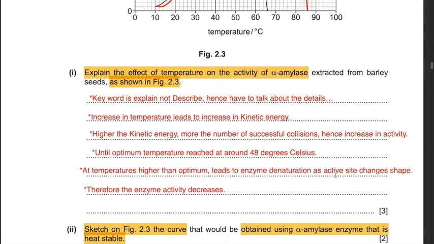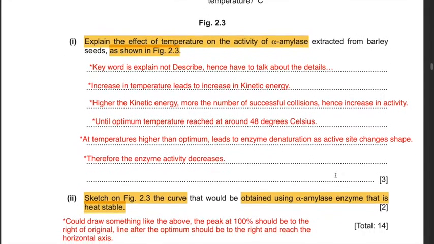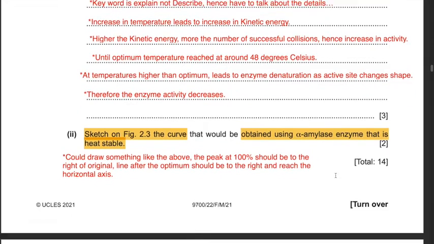If you look at the answers I have given over here, you could talk about increase in temperature leads to increase in kinetic energy. Higher the kinetic energy, more the number of successful collisions, hence increase in activity, until optimum temperature is reached at around 48 degrees Celsius. At temperatures higher than optimum, it leads to enzyme denaturation as the active site changes shape. Therefore, the enzyme activity decreases. And that is how you explain the effect of temperature on the activity of alpha amylase. Hope it is clear.